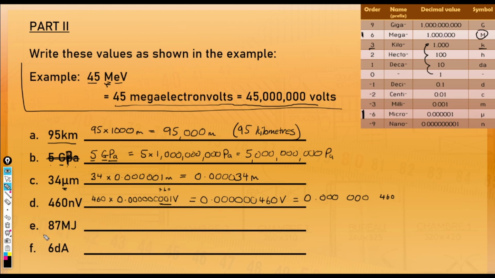Moving on to E now. We've got 87 megajoules. So we're back to the big orders here. We got big M, so that's mega. Now, you can hopefully by now fairly quickly move from saying mega, that's million. So 87 mega units is just 87 million units. So 87 million, I'm not even going to write it out in full, 87 million joules.